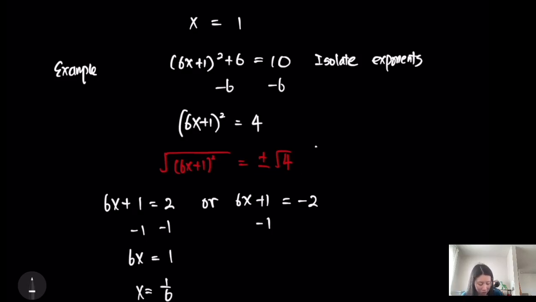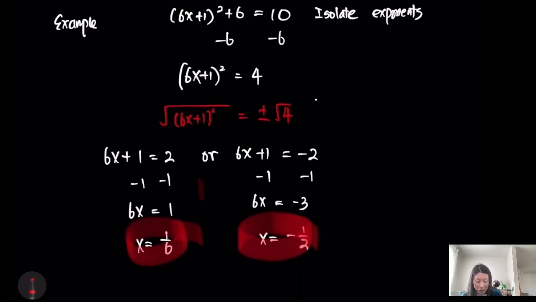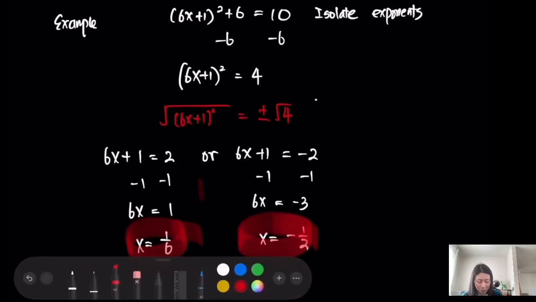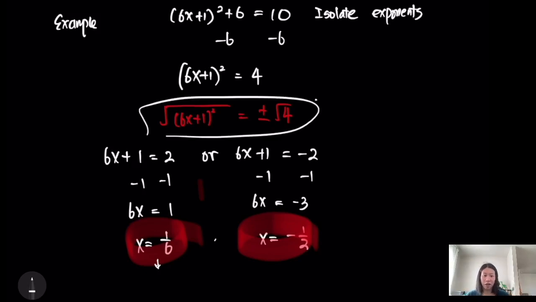On the other one, x is equal to -1/2. So you end up with two solutions. That's why it's important to isolate the root and separate into two equations. Because as you can see at the end, the answer is not simply positive and negative 1/6. The positive and negative only happens when you take the square root. During the later calculation, you will end up with a different solution.